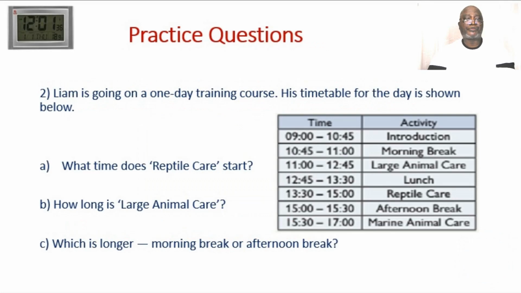Here's another practice question. Liam is going on a 1-day training course. His timetable for the day is shown below. On the right, you see the time, you see the activities. A. What time does reptile care start? B. How long is large animal care? C. Which is longer, morning break or afternoon break? Again, you have to apply all of this knowledge you've learned about time when you're doing this exercise.